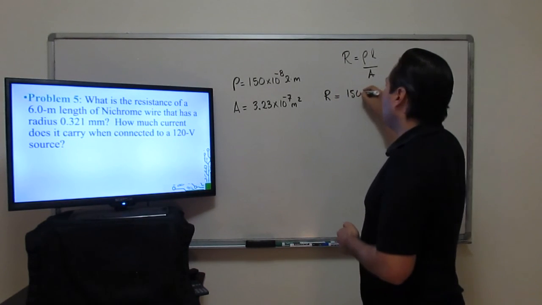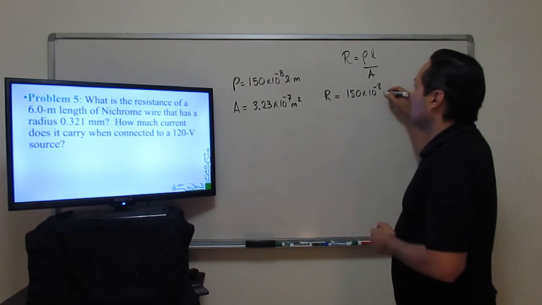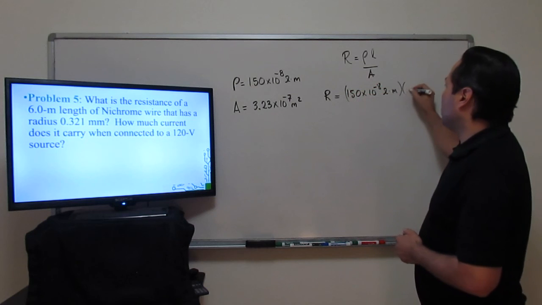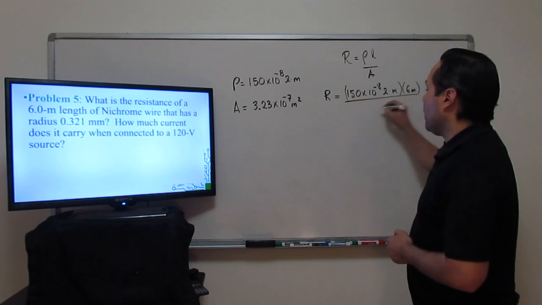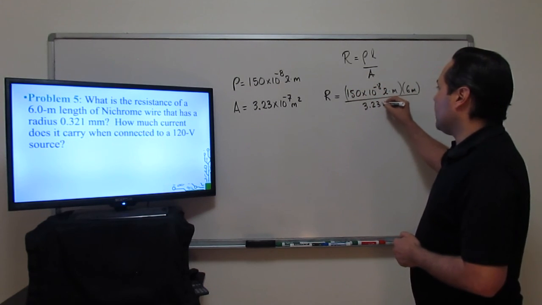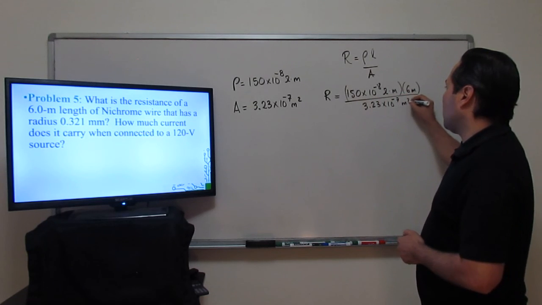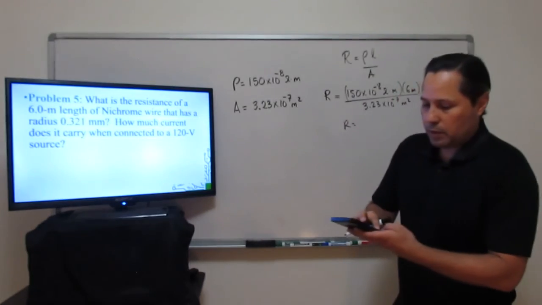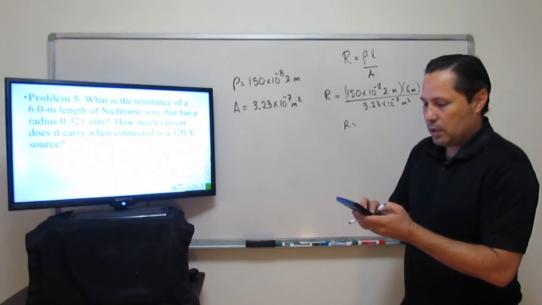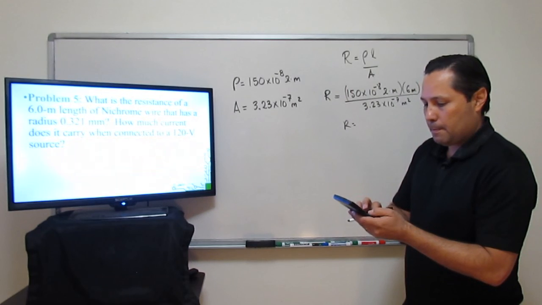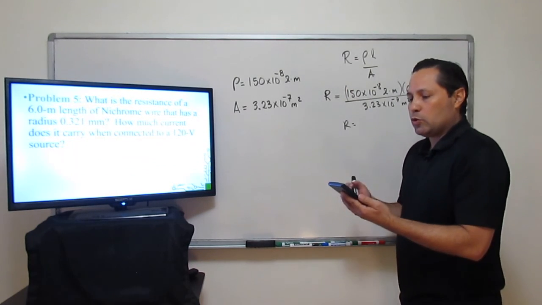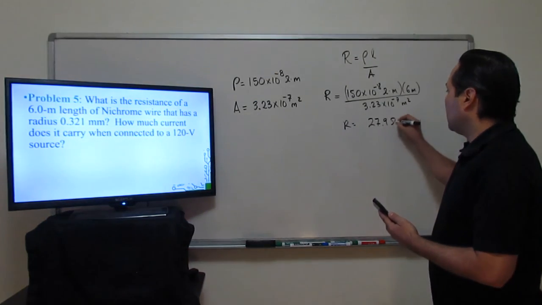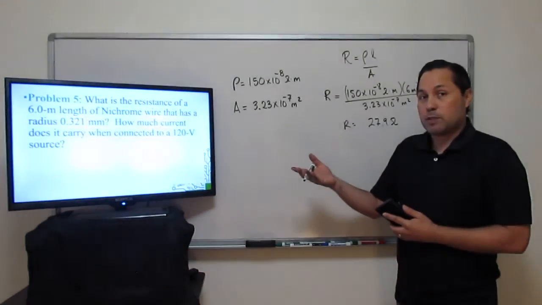So it would be 150 times 10 to the negative 8 multiplied times the length of this wire, which is 6 meters long, divided by the area, which is 3.23 times 10 to the negative 7 meters squared. So we plug all of those values into our calculator and see what we get. We're going to end up with 27.9 ohms of resistance. That's part 1.